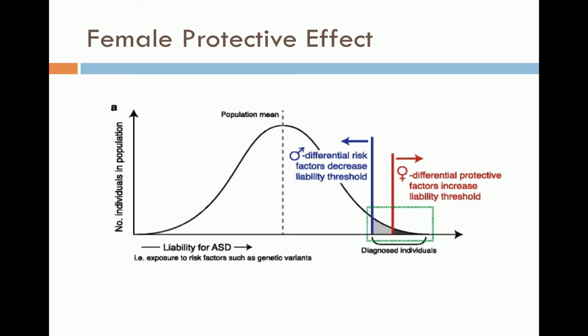So what people assume is that there's a kind of liability for autism spectrum disorders. And then once you have a combination of these risk factors and you hit a certain threshold, you get the disorder.